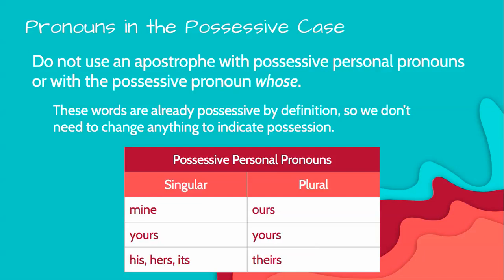The singular possessive pronouns: mine, yours, his, hers, its, and the plural: ours, yours, and theirs. These words are already possessive, so we do not add apostrophes to them.